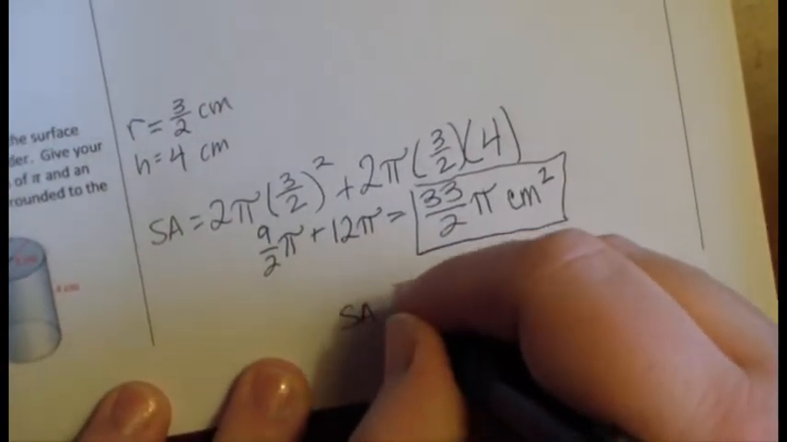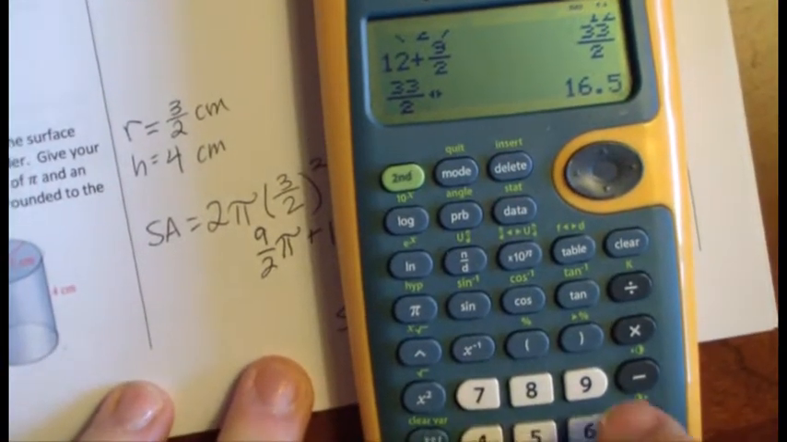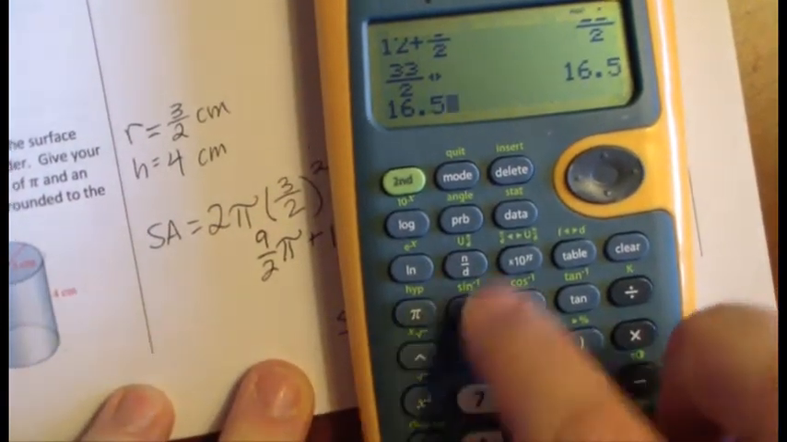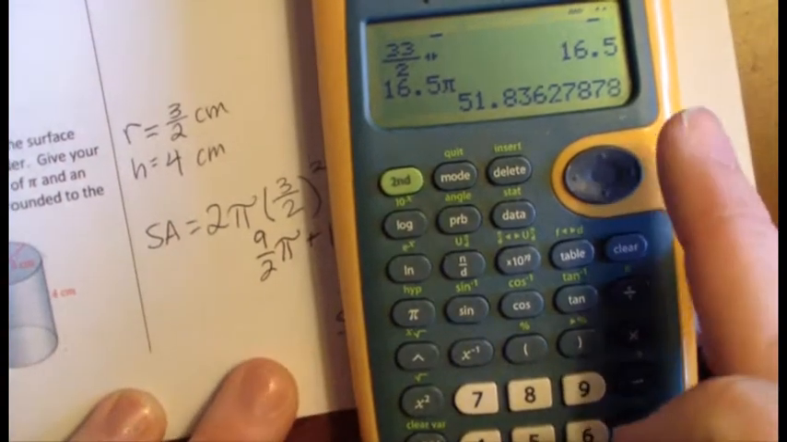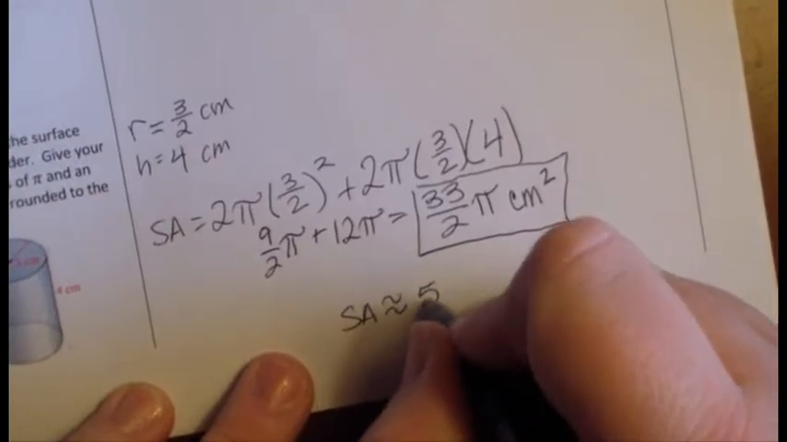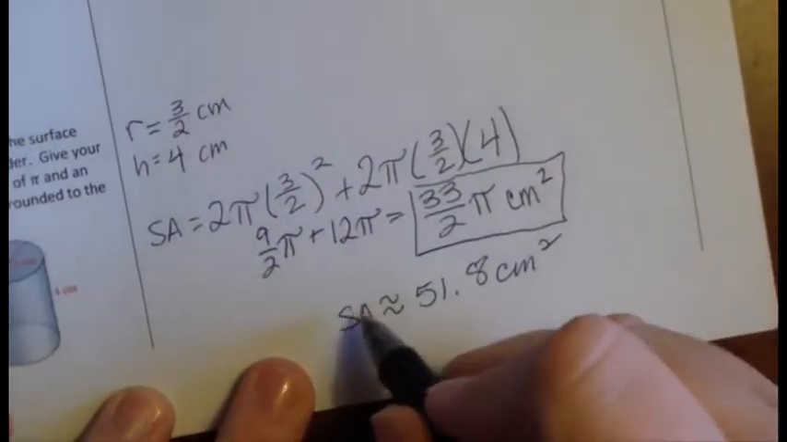Our approximation to the nearest tenth, 16.5 pi, is 51.8. So 51.8 centimeters squared is our approximation.